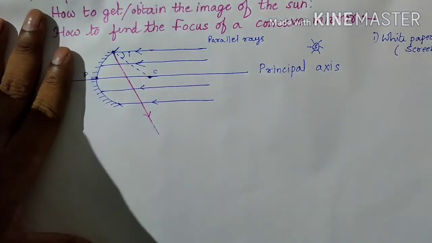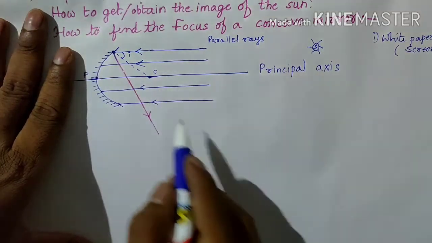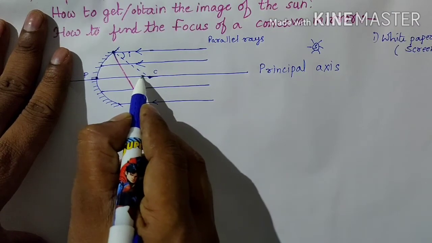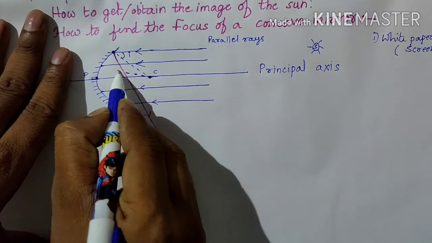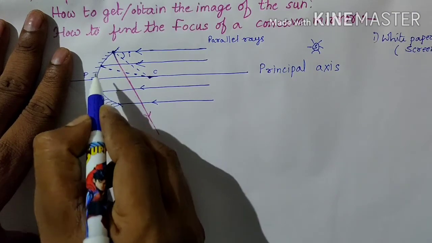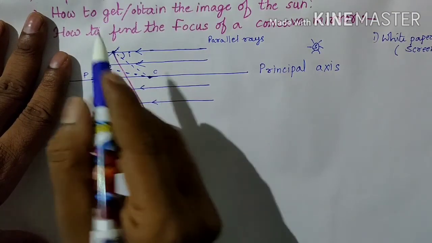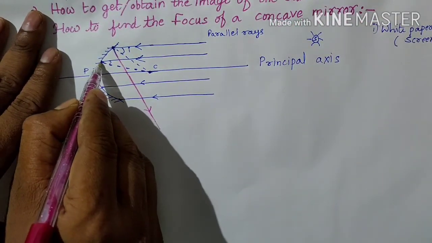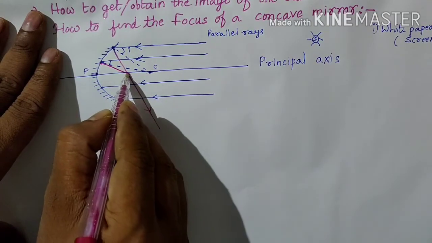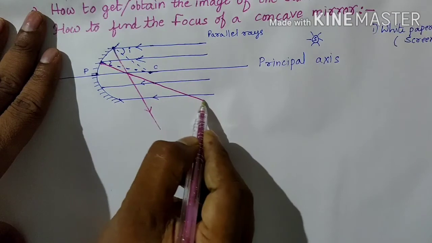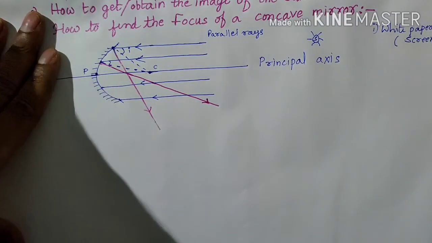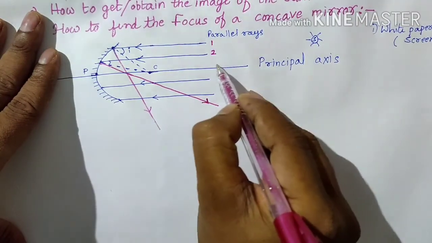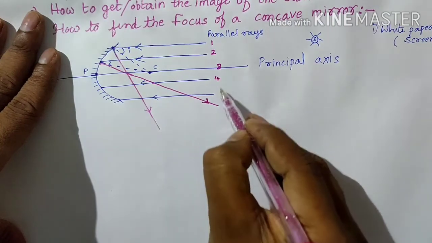Now if you do the same thing to the second ray, you have to draw the normal. The normal is always drawn from the center of curvature to the point of incidence. This is the angle of incidence. With the same angle, you have to draw the reflected ray. Okay, done. Now this is the first parallel ray, second parallel ray, here this is the third, this is the fourth, this is the fifth.